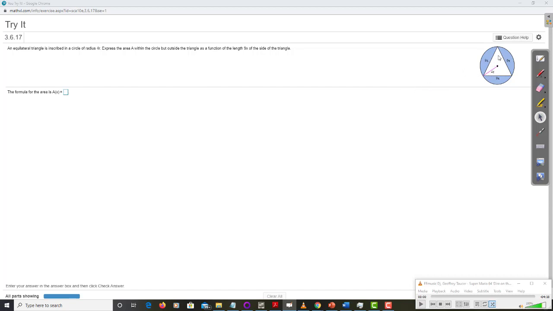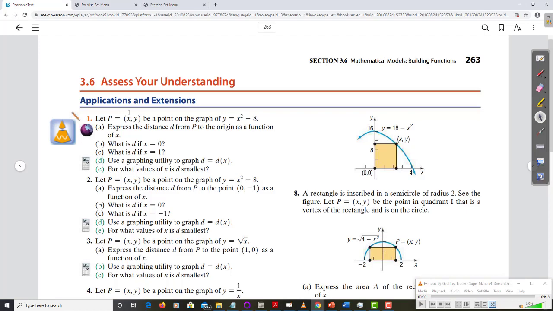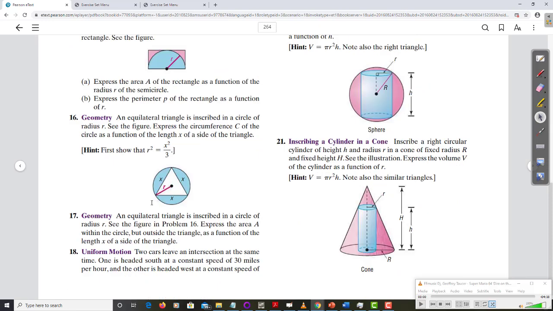This is actually made a lot harder by the notation they are using here. So I'm going to look at the problem in the book real fast and give you guys a comparison. In the book, if we look at that problem, it says, an equilateral triangle is inscribed in a circle of radius r. See the figure. Express the circumference of the circle as a function of the side length of a side of the triangle. It says first to show that r squared equals x squared over 3. This is a very important equation. It really helps in the problem. So I'm going to stop here for a second and show that.